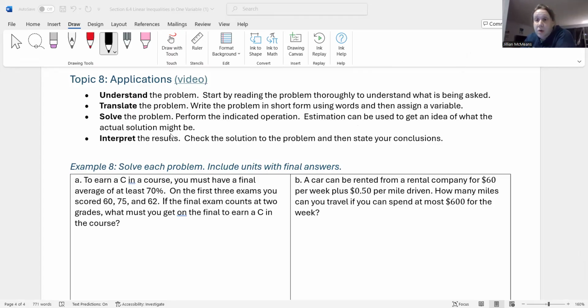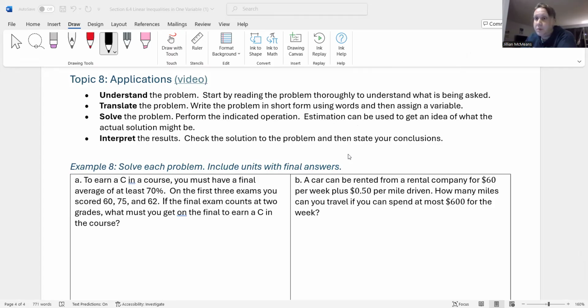So topic 8, we're going to look at applications, very specifically applications of linear inequalities in one variable, okay? So this is going to be similar to applications with just linear equations, okay? You want to make sure you have an understanding of the problem. What is it asking you?